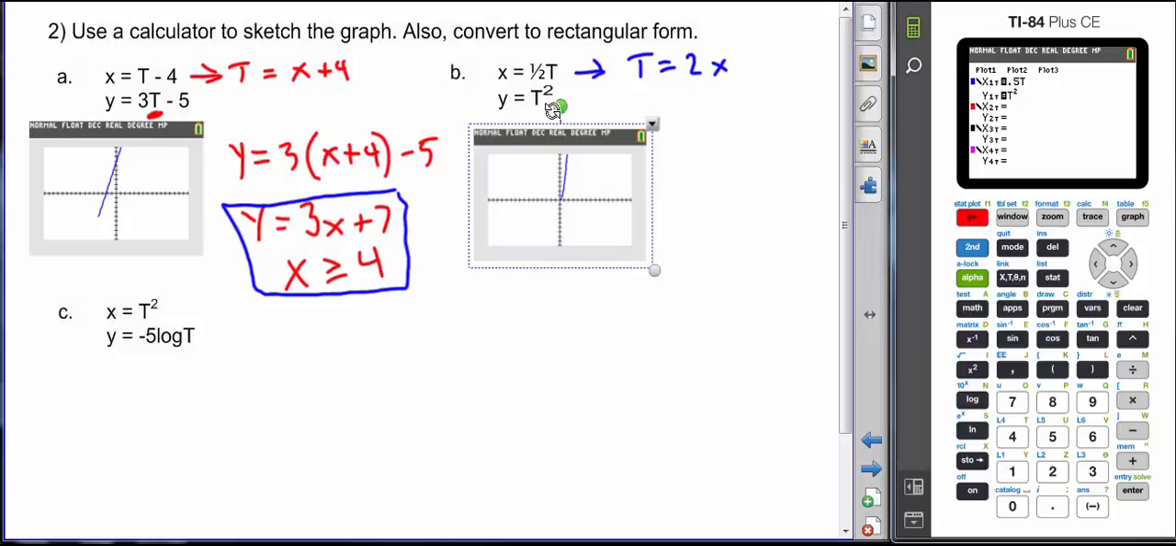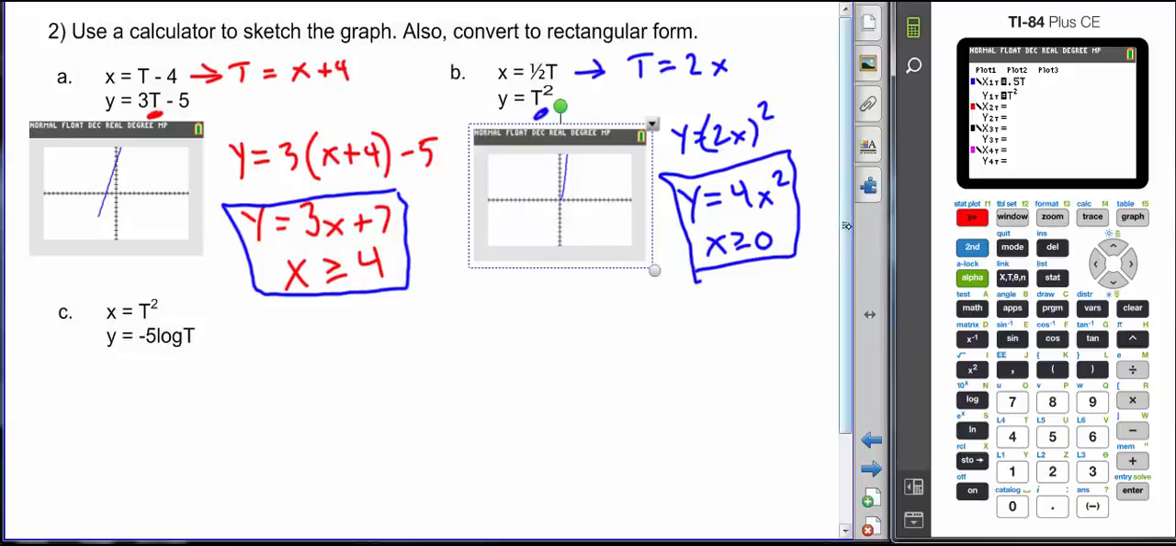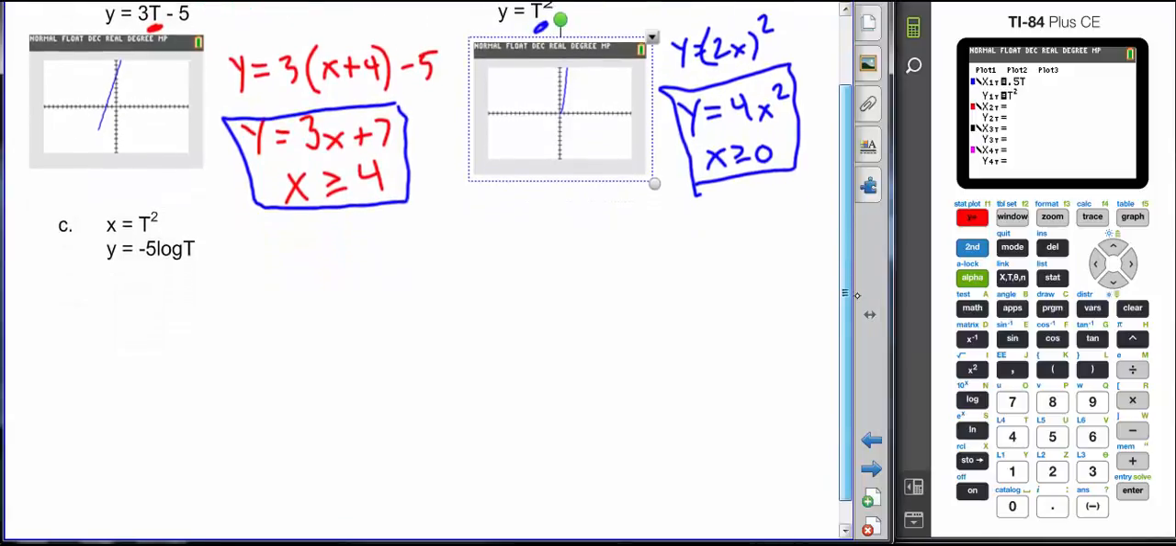And then I can plug that value in for t right there. So y is 2x quantity squared, which we'd probably want to go ahead and clean up and make it 4x squared. Again, with the restriction, this time it's x greater than or equal to 0. All right, how about this? This one has a logarithm. It might scare you a bit, but I think you can handle it. So do part C on your own.